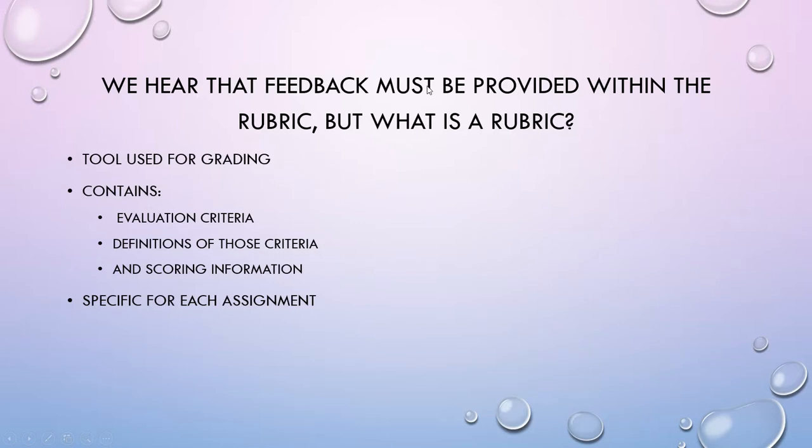So we hear that feedback must be provided within the rubric, but what is a rubric? Put simply, it's a tool used for grading. It always contains evaluation criteria, definitions of the criteria, and scoring information, and it's specific for each assignment. For example, if a student is writing a paper, you will have different criteria than if they are just examining two sides of something. The rubrics are going to be different depending upon the assignment.